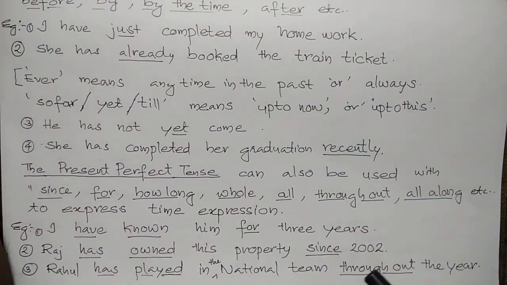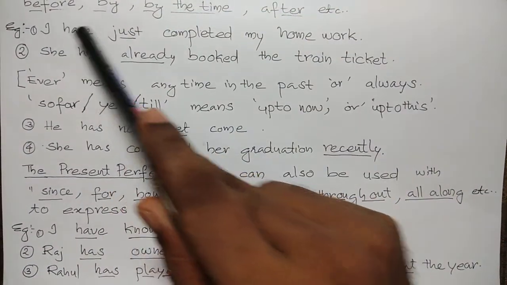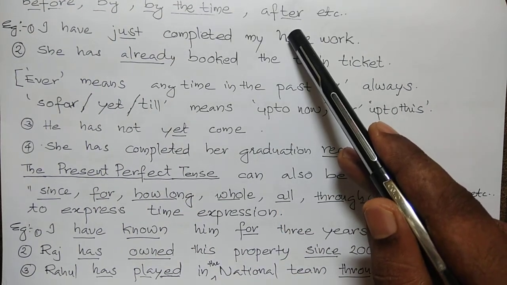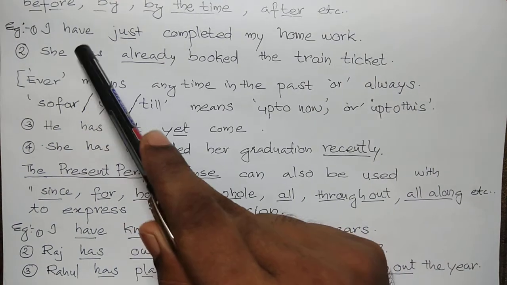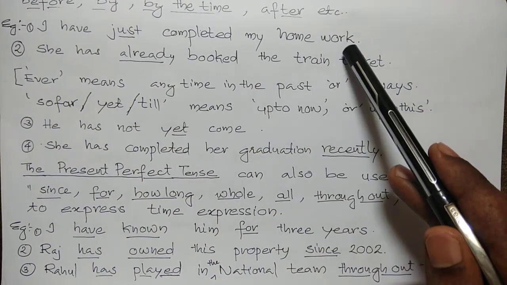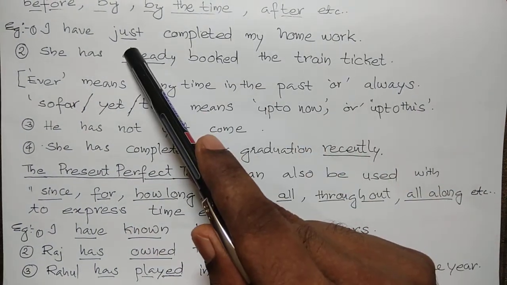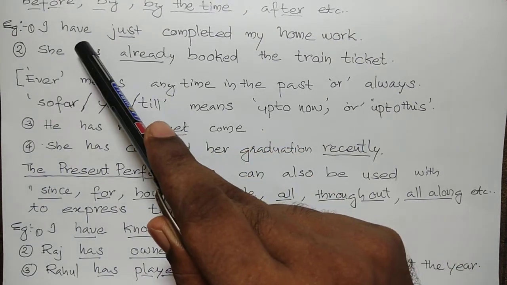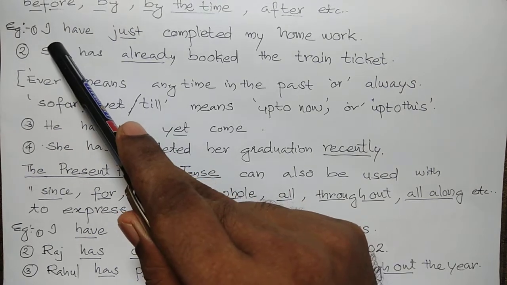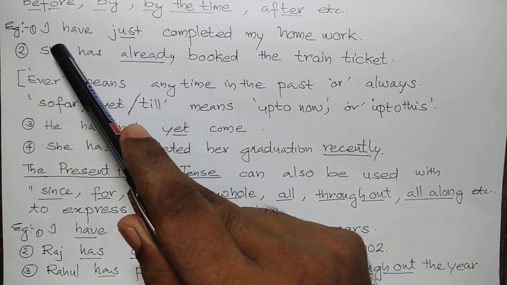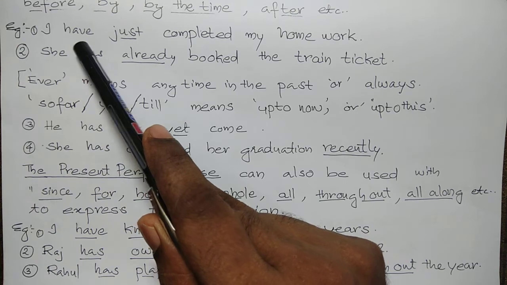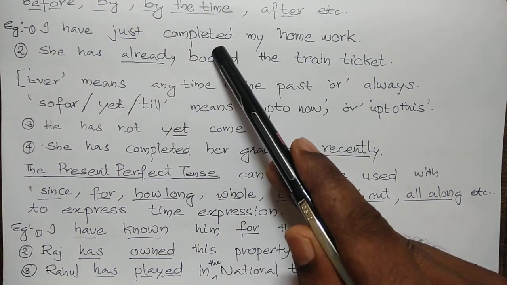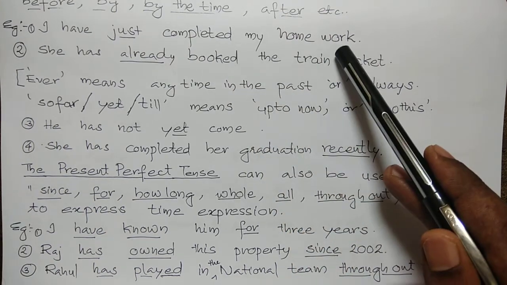Some more words are there, that is before, by the time, after. See the example. I have just completed my homework. See, the word just is there. So that means it should be in present perfect. I is a first person singular subject, so we use have, not has. I have just completed, V3 form of complete, my homework.